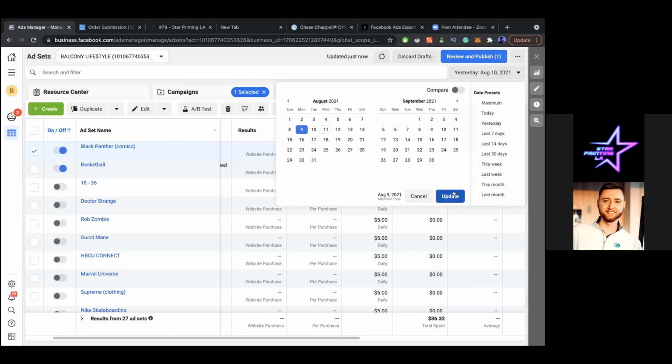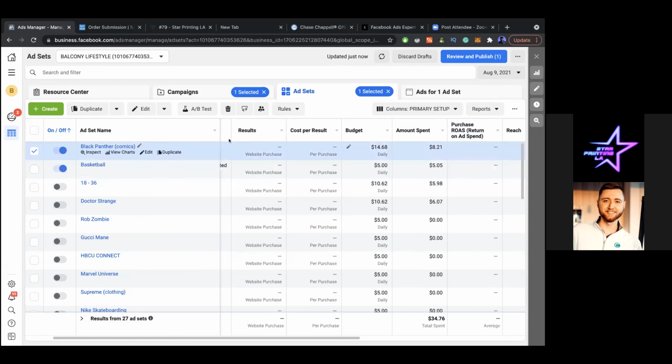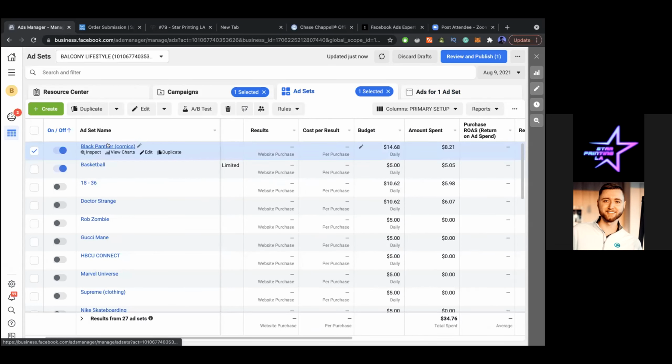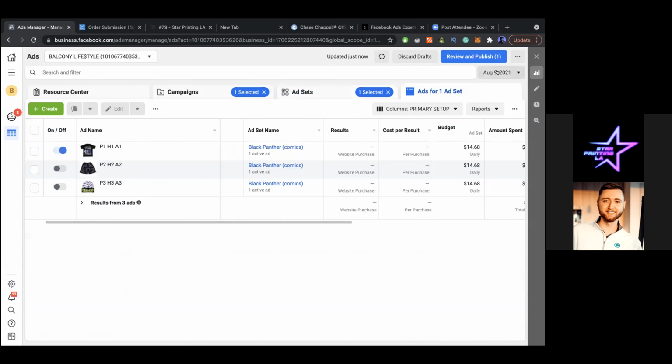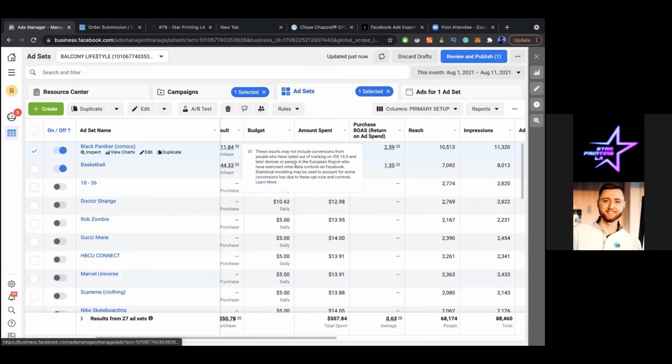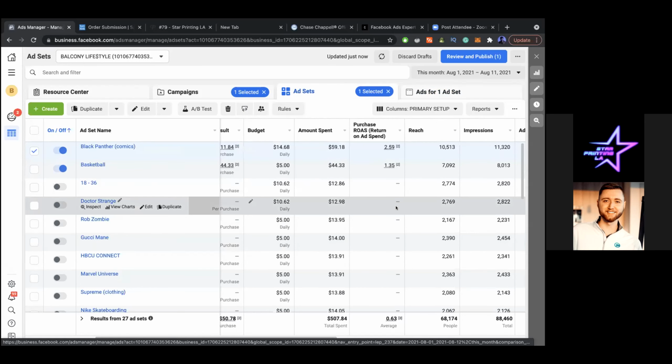So here's another thing. Go to the ad level for this month on the Black Panther audience. This month, it's that t-shirt, right? Okay, gotcha. All right, go to the ad set. And then okay. Yeah, you can cut the basketball if you want.